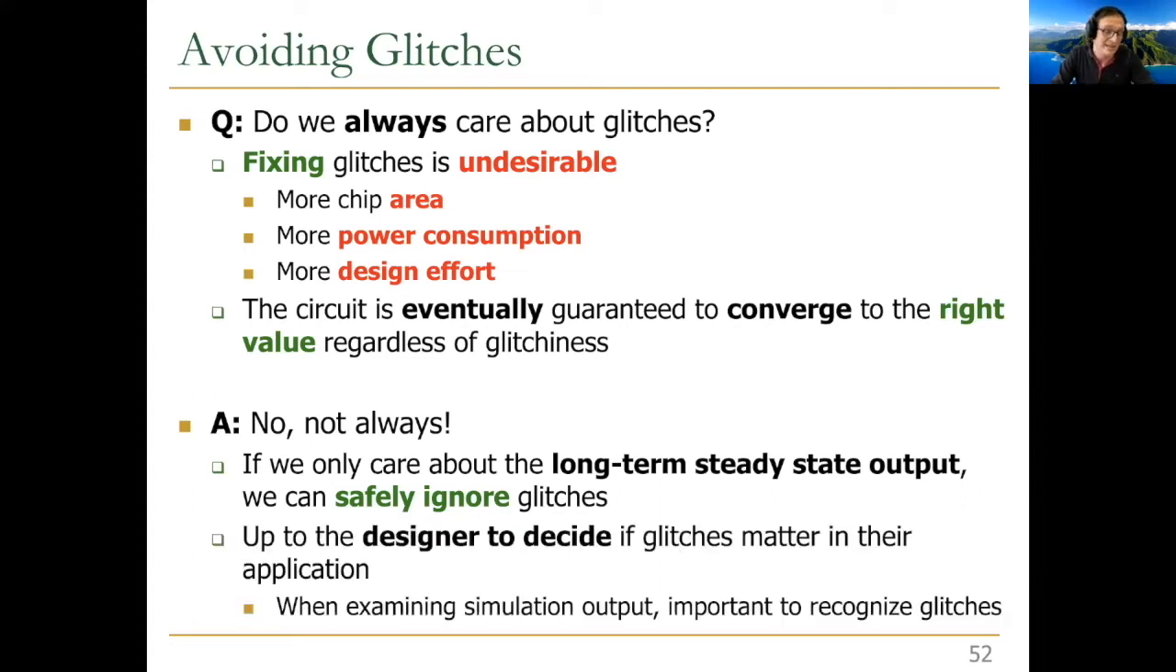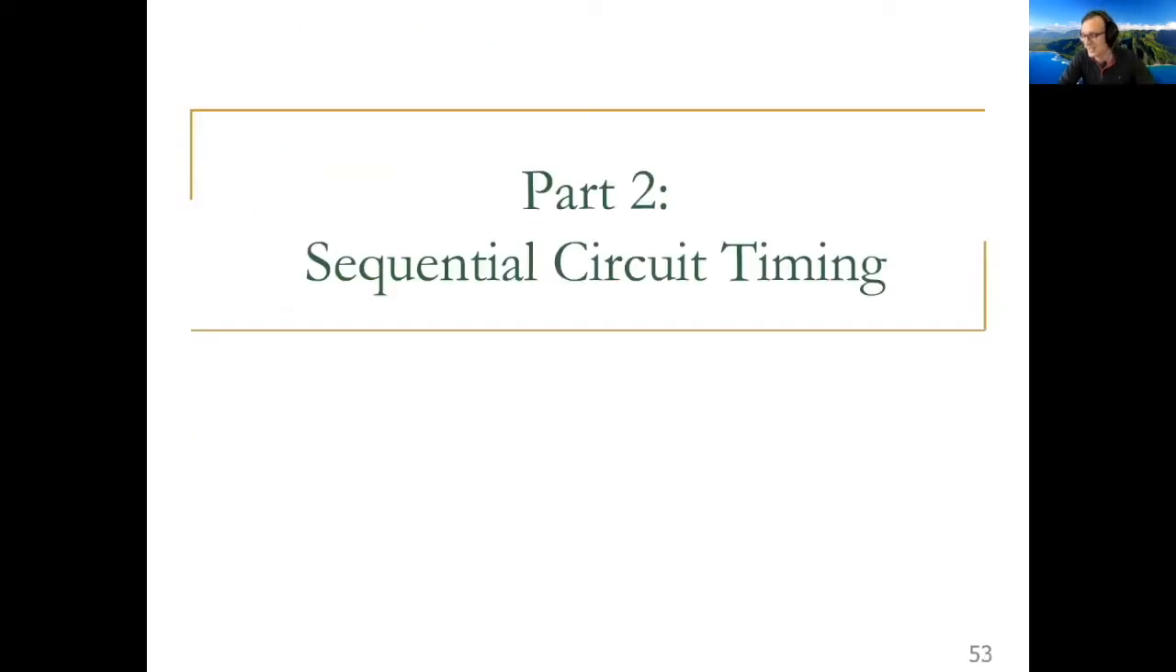And again, it's up to the designer to decide if glitches matter in their application. One important place where this matters is when you're debugging your circuits and when you're examining your simulation output. It's important that you recognize the glitches, because if you don't recognize the glitches, then you may actually think, oh, something wrong is happening, right? So I would recommend understanding glitches from that perspective.